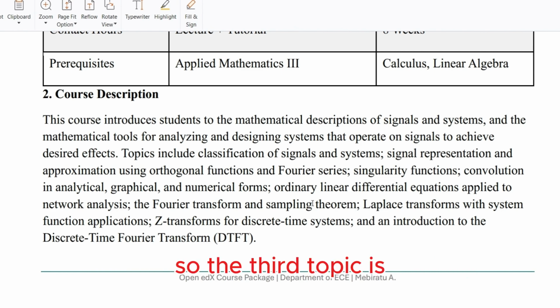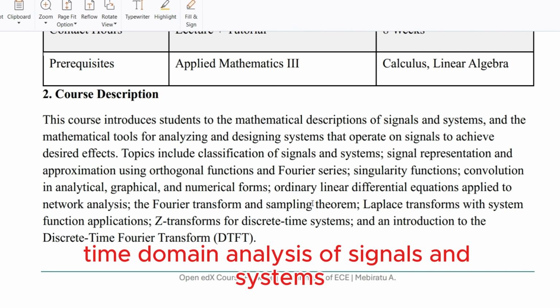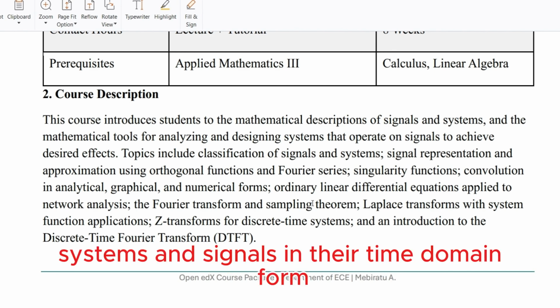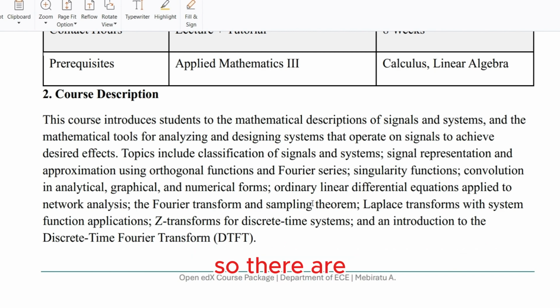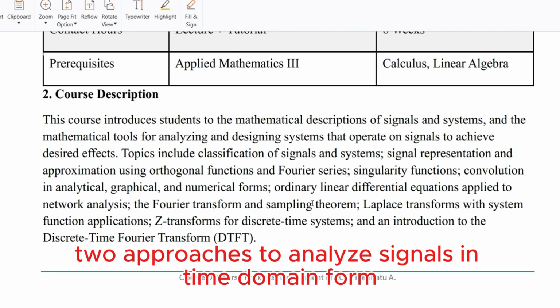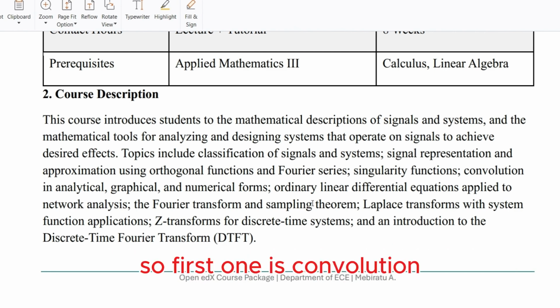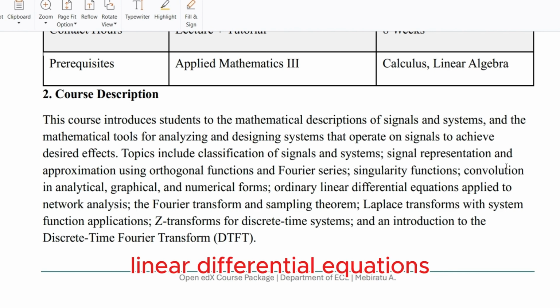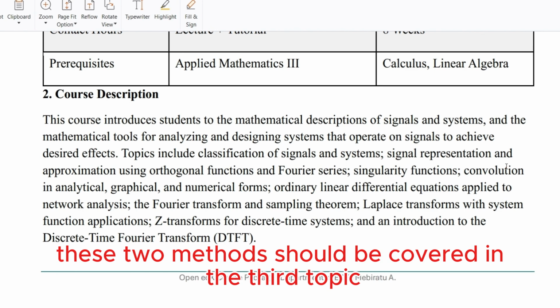The third topic is time domain analysis of signals and systems. So how can we analyze systems and signals in their time domain form? There are two approaches to analyze signals in time domain form. The first one is the convolution method, and the second one is ordinary linear differential equations. These two methods will be covered in the third topic.